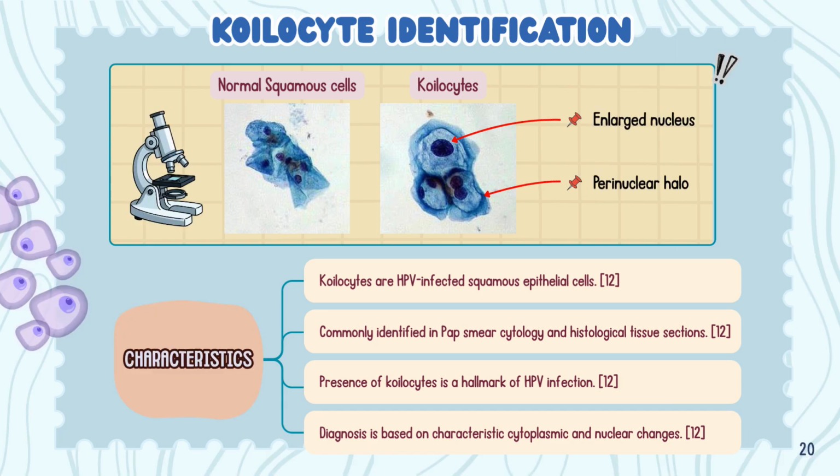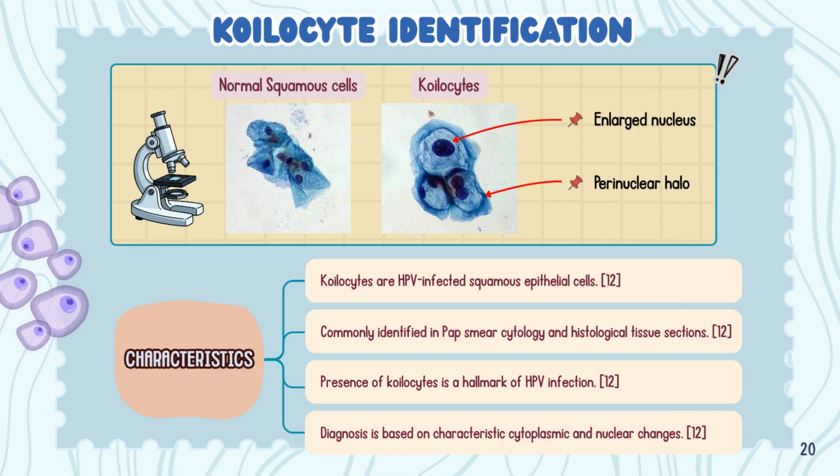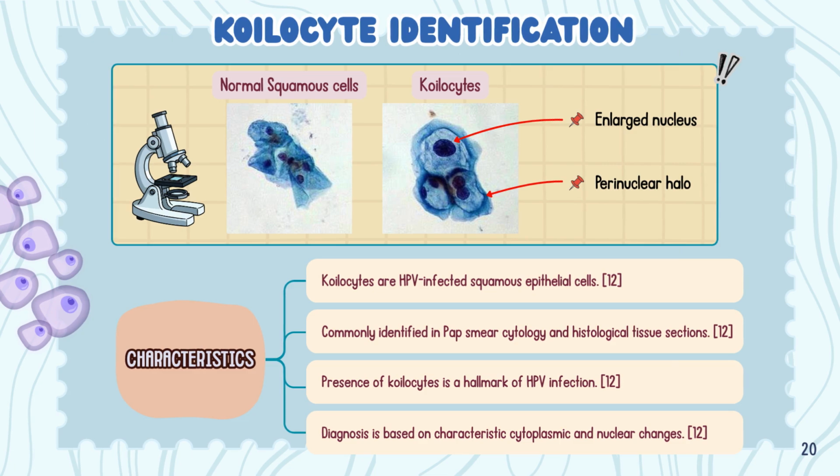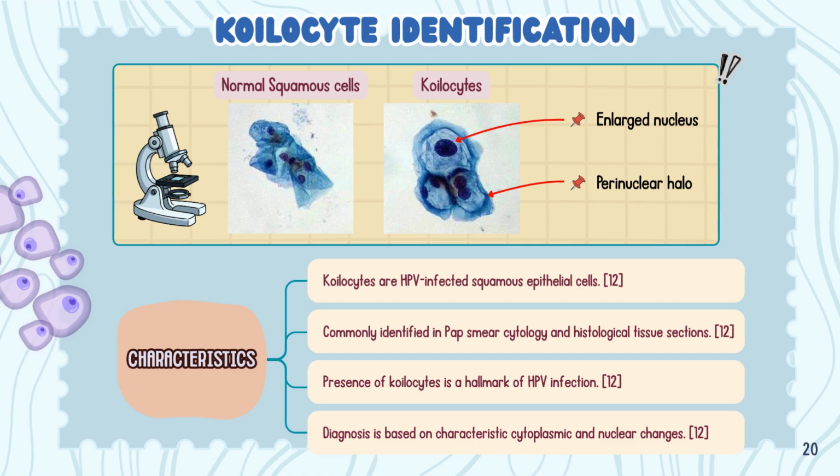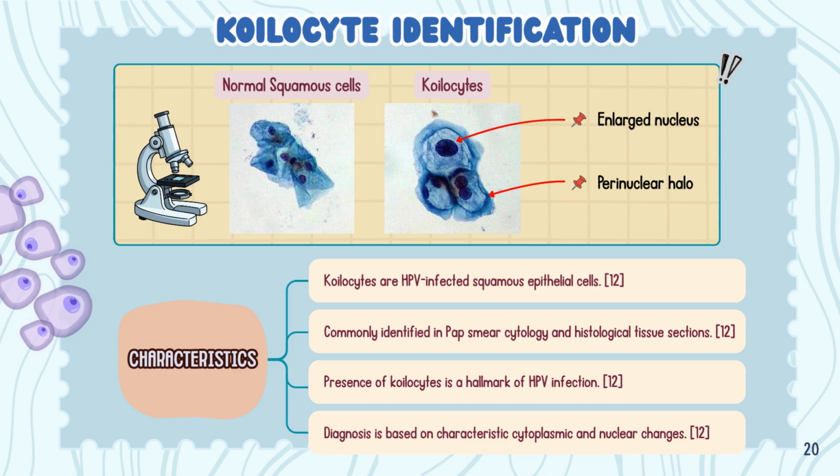First, let's look at what koilocytes are. Koilocytes are squamous epithelial cells that have been infected by human papillomavirus, or HPV. They represent the cytopathic effect of HPV, which means these are visible structural changes caused by the virus in infected cells. HPV does not immediately kill the cell, but instead alters its structure and growth while the cell remains viable.